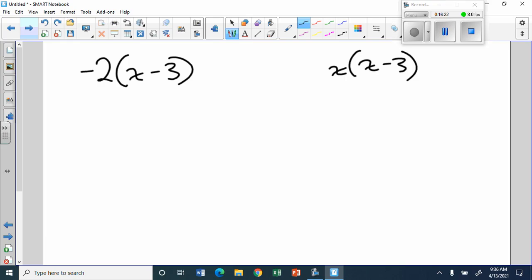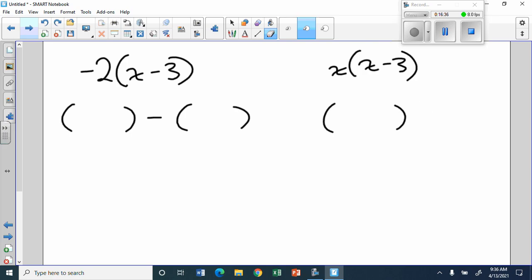How many groups do I have on the inside? 2. So there's my hint. It's going to be 2 with a minus on the inside. Same thing with this one. 2. Oops, don't put them together. If I put them together, that's multiplication with a minus on the inside. What are you distributing? What are you multiplying it to? I'll give you 20 seconds here. Do the best you can. 10 seconds.